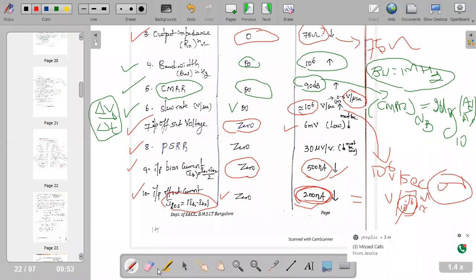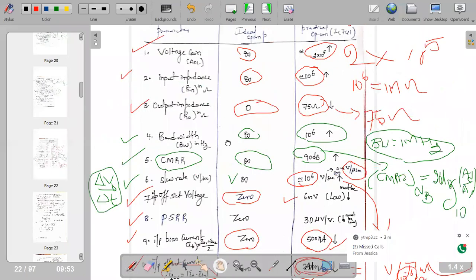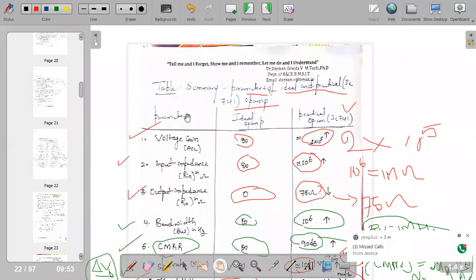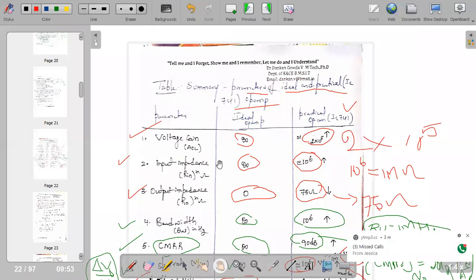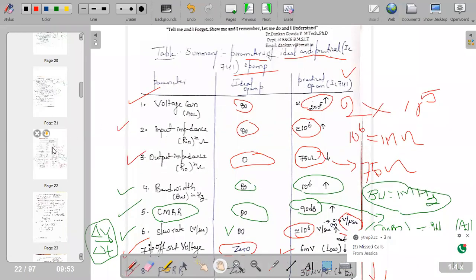So that is what this table gives: the complete characteristic summary of your practical and ideal op-amp. This table is very much important, so please understand this.